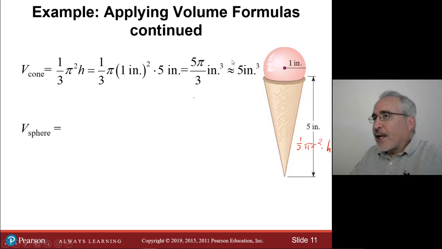5 times 1 is 5. 5 times pi is 5 pi, divided by 3. And if you plug this in your calculator, you get approximately 5 inches. I think what they did is 3.14 and 3 is kind of close, so they said, hey, it's about 5 inches. It's probably a little bit more. If you did the exact calculation, 5 point something, but we know the cone has 5 inches or maybe a little bit more. How about the sphere?